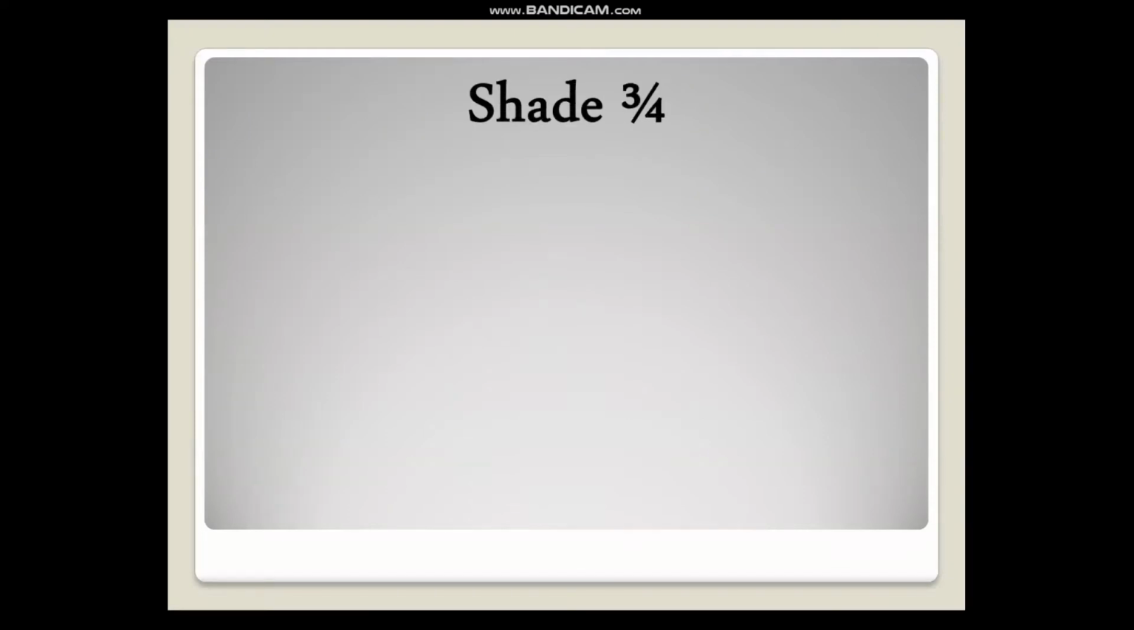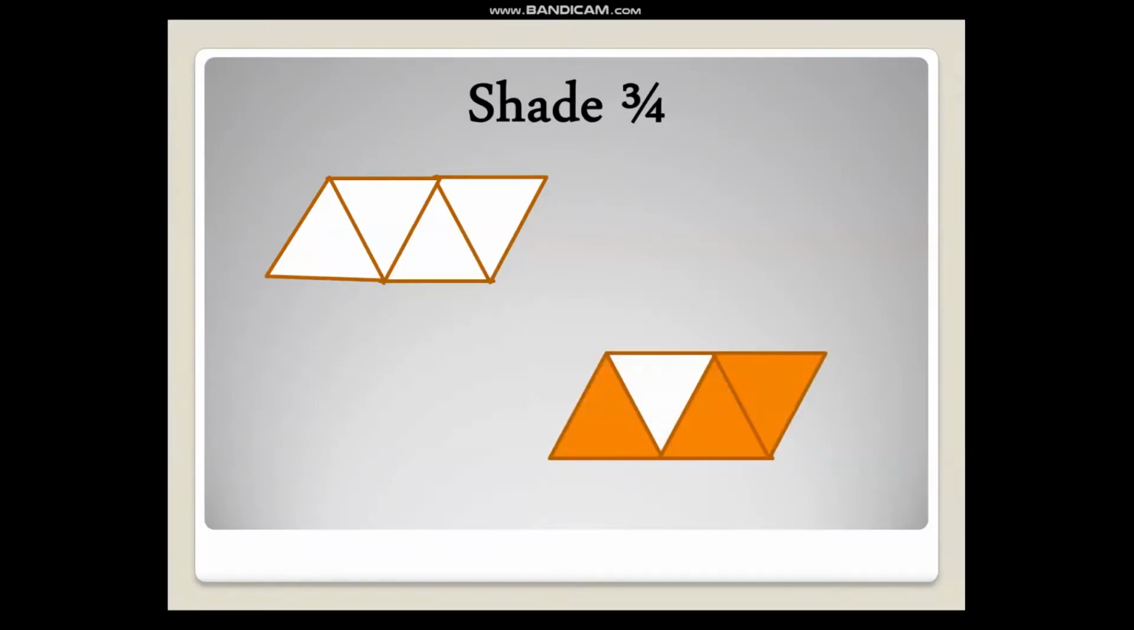One more example, shade 3/4 of the shape. Here we have total 4 parts and how many do we have to shade? We have to shade 3 parts. Any 3 parts can be shaded. So children, I hope I am clear with the concept here.